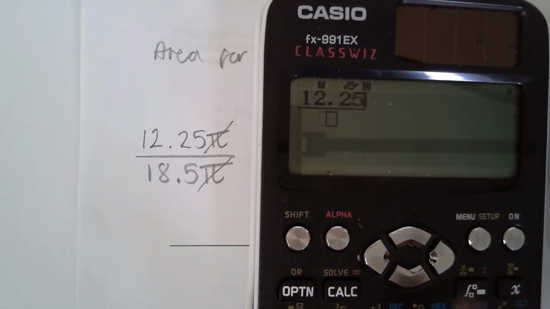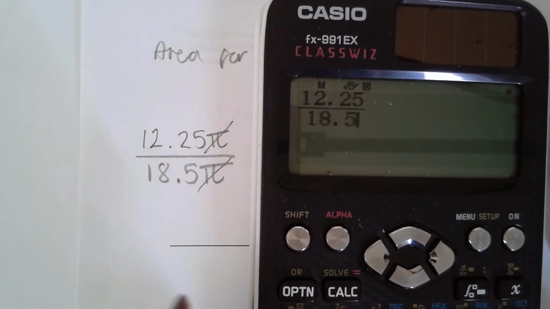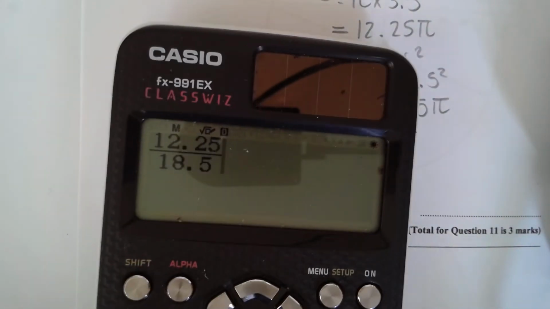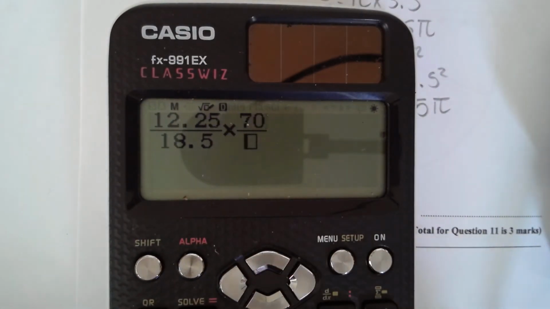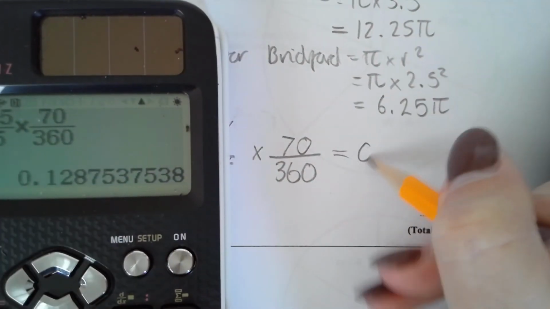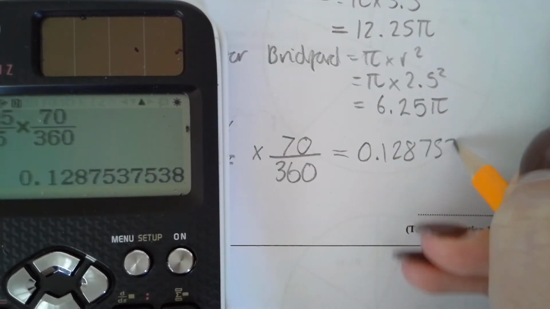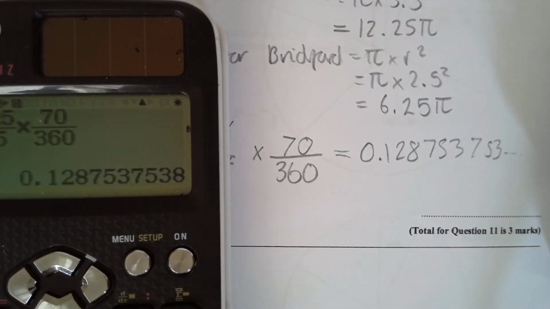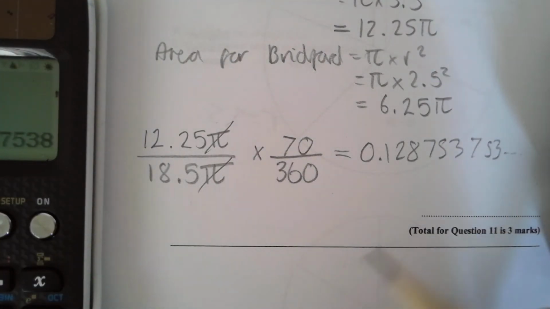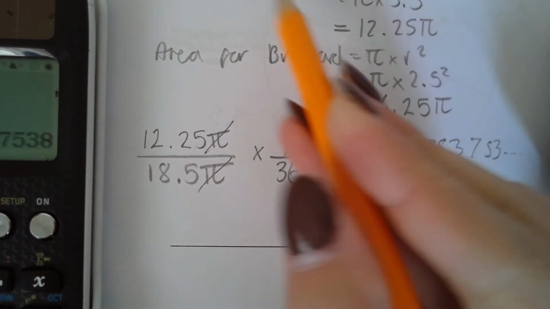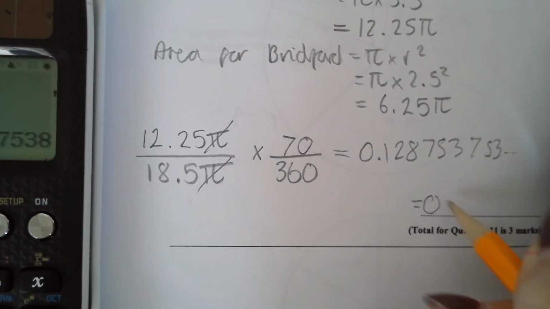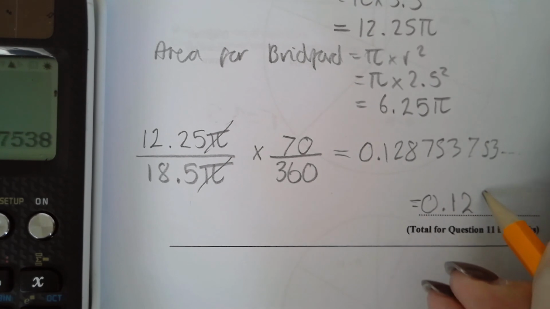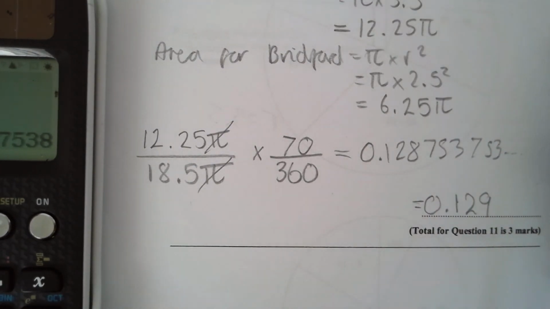So 12.25 over 18.5 times 70 over 360 equals 0.128753753, and it recurs. Okay, don't be worried if obviously this isn't the answer that you get. It's because this paper is half the size, so this is on an A5 version. It says give your answer to 3 significant figures, so our answer is 0.129 for this smaller paper. Okay.